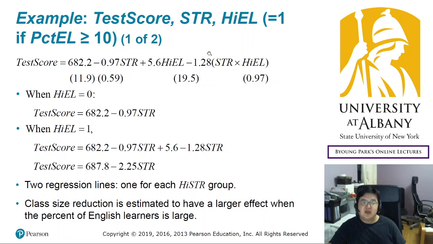even though the significance of this beta 3 is weak. It's insignificant. Statistically insignificant. The standard error is too large compared to the estimate. However, if you ignore the significance for a while, then you may conclude that the student to teacher ratio effect depends on the percentage of English learners.